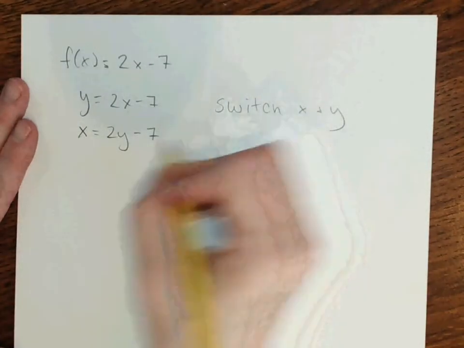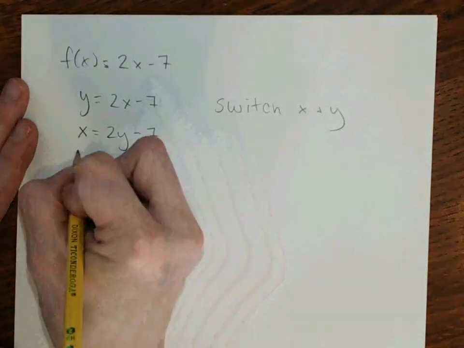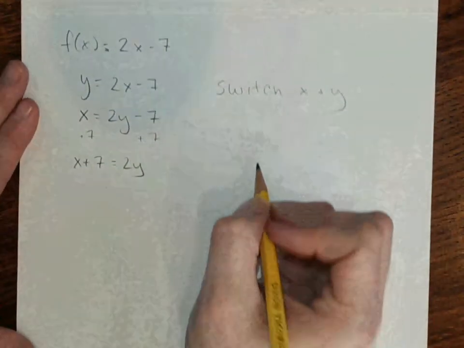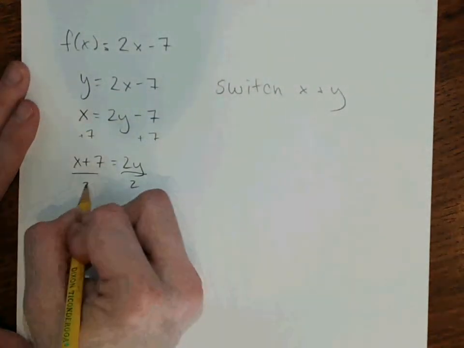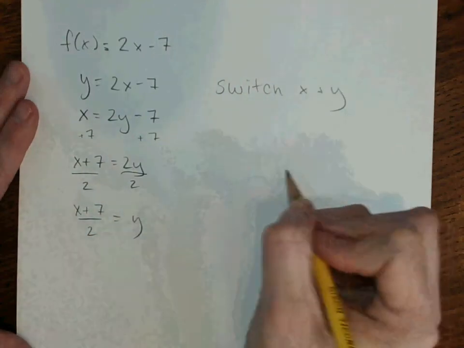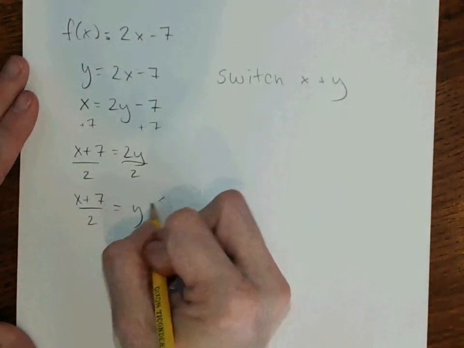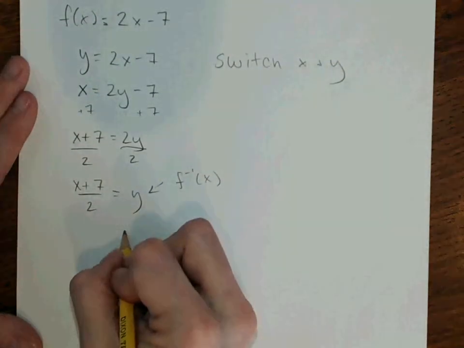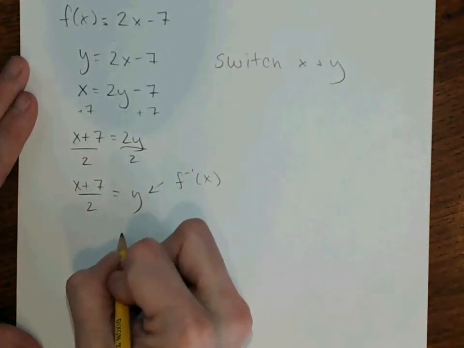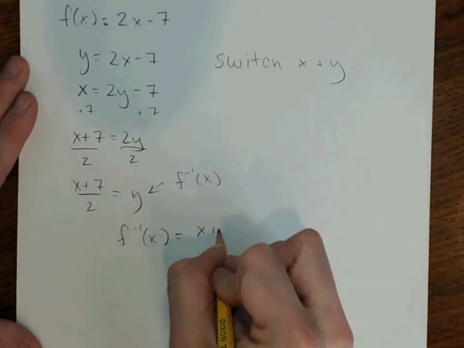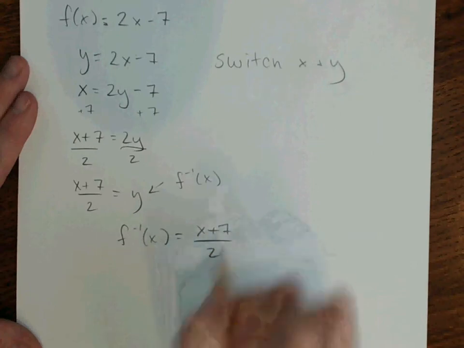Now I need to solve for y. So I'm going to add 7 to both sides. x plus 7 equals 2y. Divide both sides by 2. So x plus 7 all over 2 is equal to y. And then remember, this becomes my f inverse of x. So I've got my f inverse of x is equal to x plus 7 divided by 2.